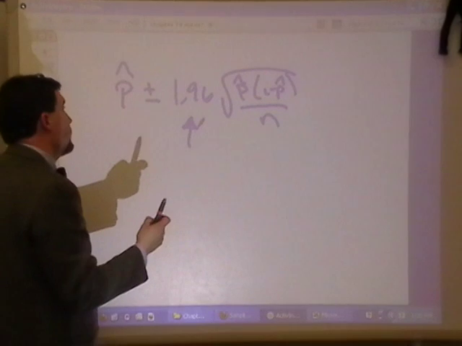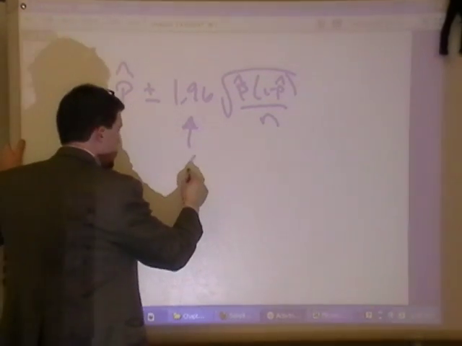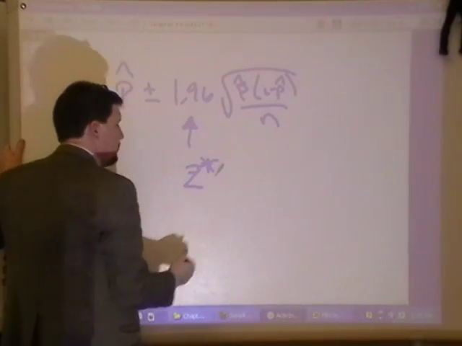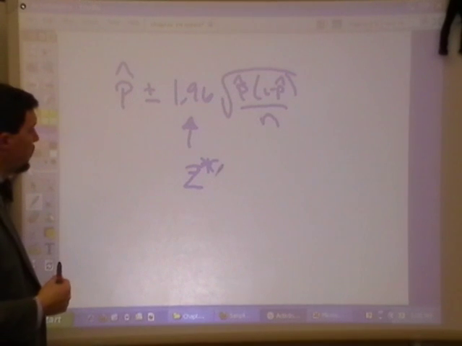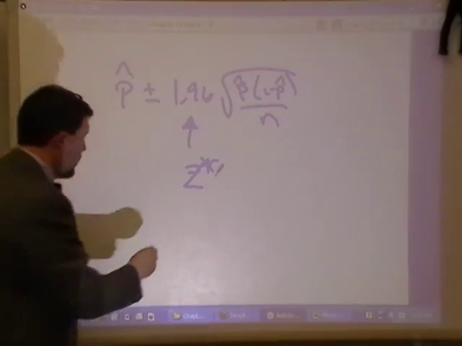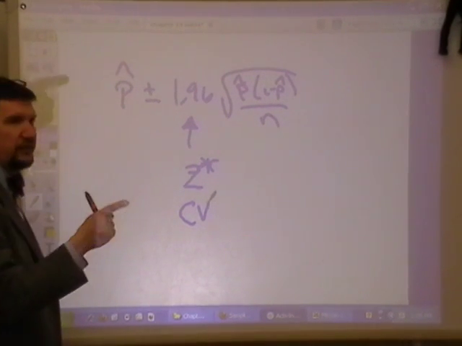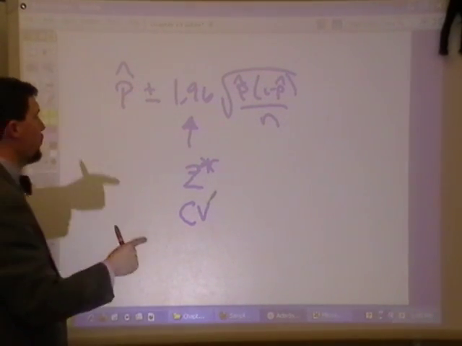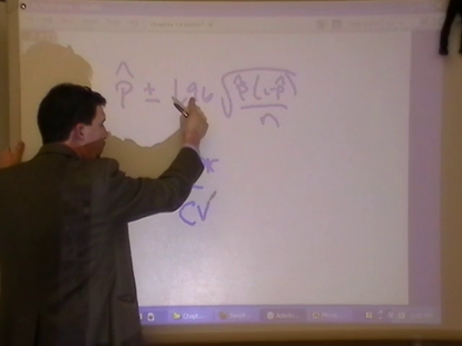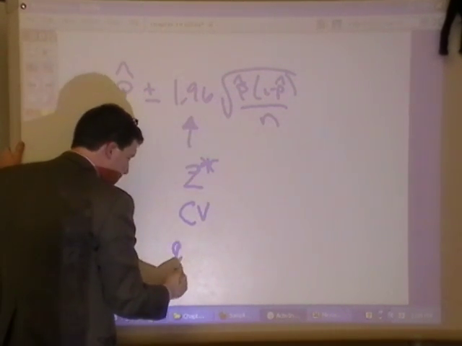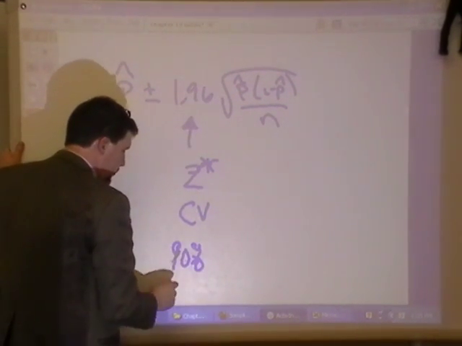We've got two values for it. We can call it Z star because it's based off of the Z table. It's also called your critical value. How many standard deviations, in this situation how many standard errors, you want to move. And this varies depending on the percent that you want. What percent do you want?